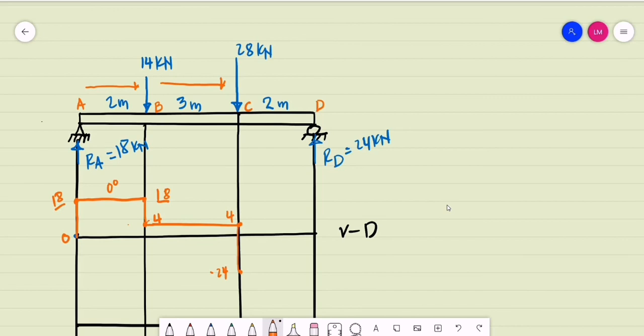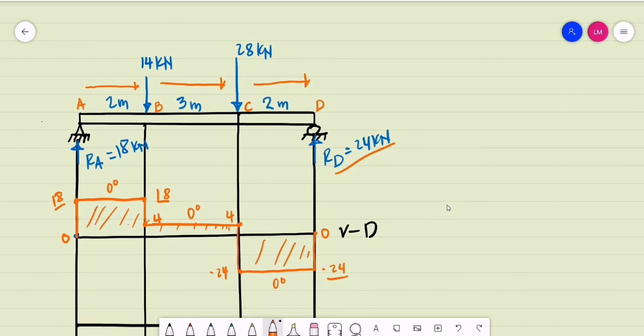Then we are to observe again our segment CD. We don't have a load, so we are to maintain this value of shear. This is negative 24 kilonewtons. So for segment BC, this is a 0-degree graph. Then at point D, we have a support reaction of 24 kilonewtons, and it is upward. So we do the summation, that is negative 24 plus the support reaction positive 24, that will give us a value of 0. So this is how we draw our detailed shear diagram by inspection.